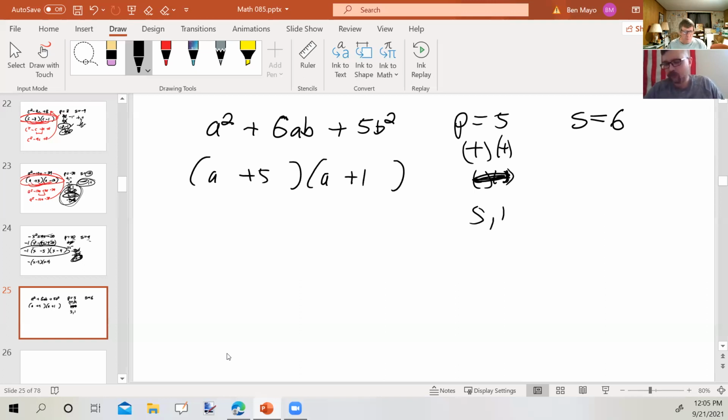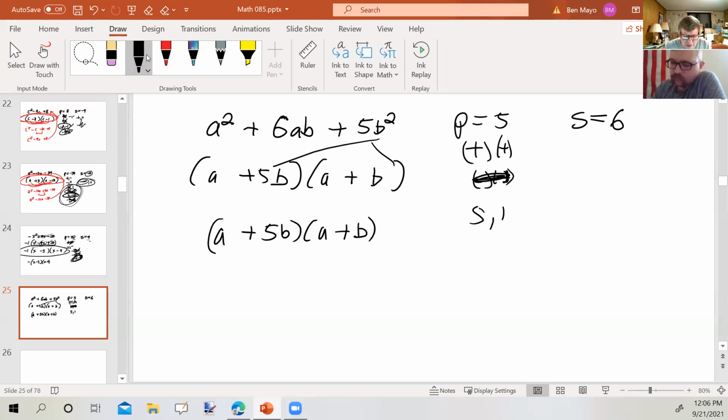Now, what have I forgotten? What have I left out? What's not there that needs to be? The b's. Okay. So how are the b's going to show up? Well, this is going to get pulled apart. So that's going to be a b, and that's going to be a b. I don't need to put this 1 there, so I can write it like this.